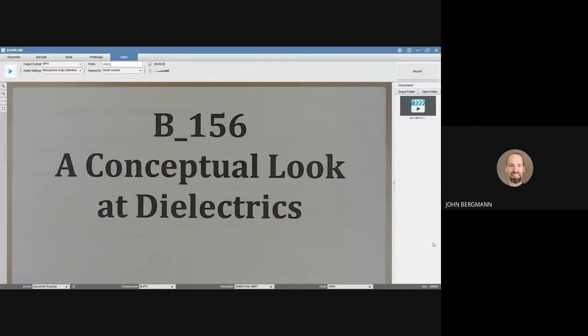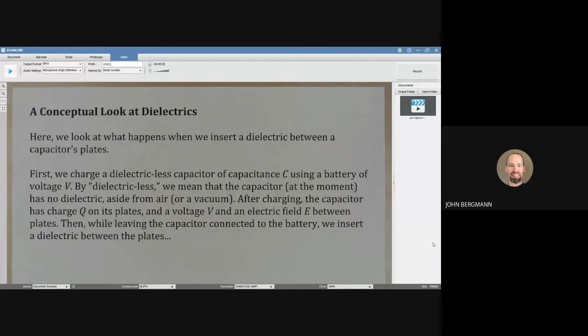A conceptual look at dielectrics. In an earlier video, we stated that anytime you add a dielectric between the plates of a capacitor that didn't originally have one, aside from air, the capacitance goes up. And we're going to try to conceptually prove that to you in this video.